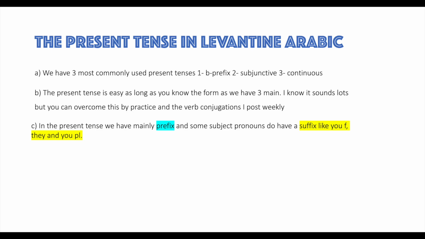So again, it's not just about a prefix and a suffix only, but you still need to change the voweling of the verb in order to make it into the present tense, and that purely depends on the type of the form that we're going to look at.